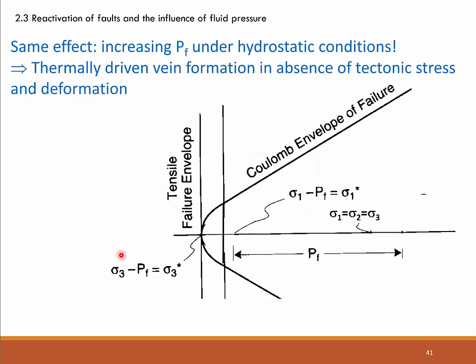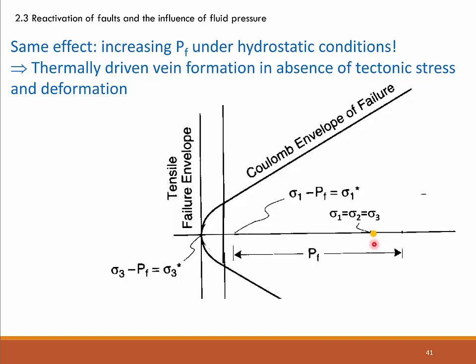In this context, another point is very important. Let's consider a situation where we have no tectonic stresses at all. We have a totally stable crust that passively undergoes heating, and this would mean that under hydrostatic stress conditions, where sigma 1, 2 and 3 are the same, we normally would never be able to achieve any kind of deformation.